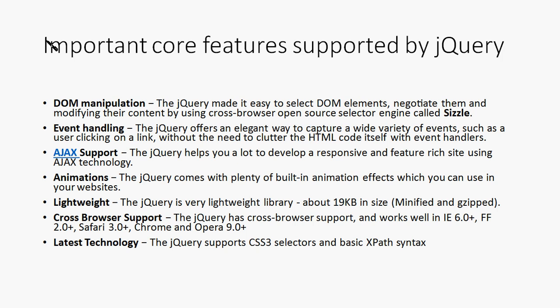DOM manipulation means jQuery makes it easy to select DOM elements like buttons, paragraphs, and every other DOM element, and to modify them. Next is event handling, like a user clicking on a link, which can be done very easily using jQuery. Then Ajax support: jQuery helps you a lot to develop responsive and feature-rich sites using Ajax technology. Moreover, animations are provided. It is called lightweight because it is only about 90 KB in size.